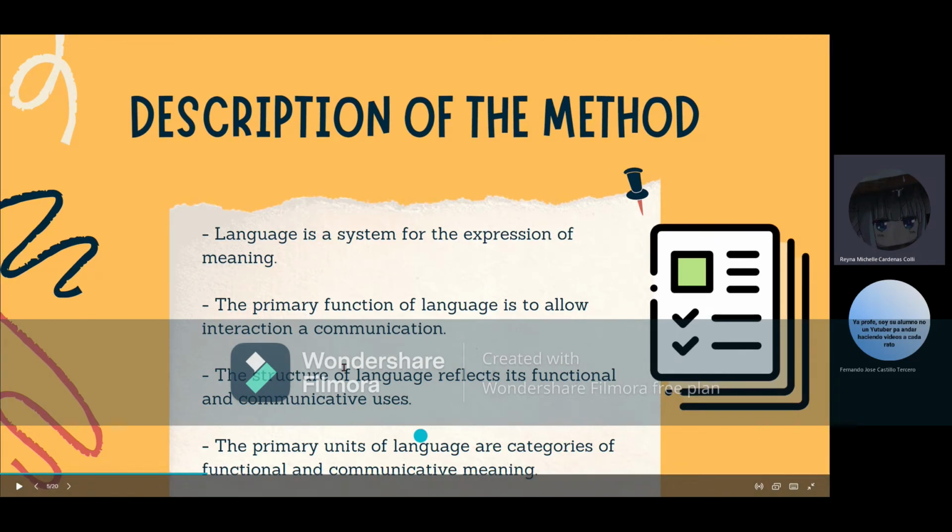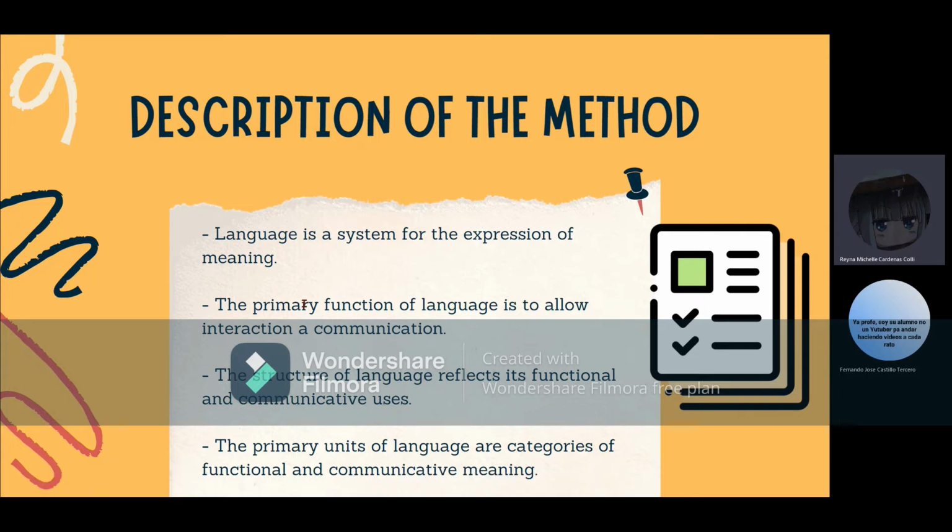Language is a system for the expression of meaning. The primary function of language is to allow interaction and communication. The structure of language reflects its functional and communicative uses. The primary units of language are categories of functional and communicative meaning.